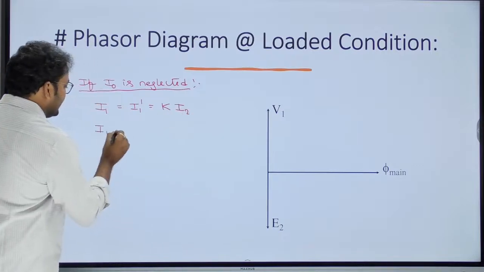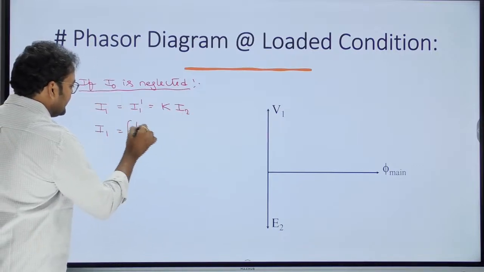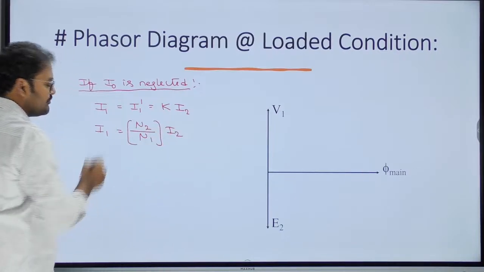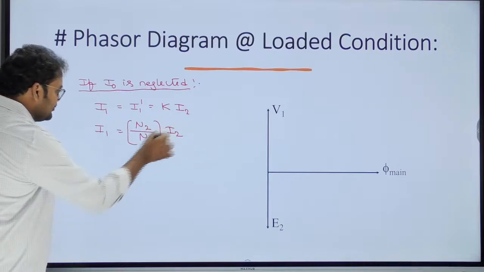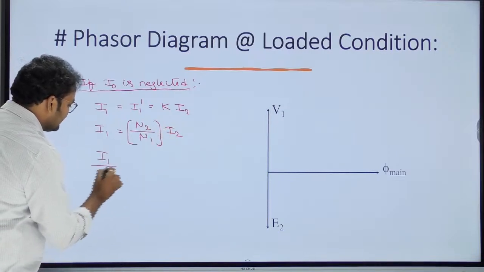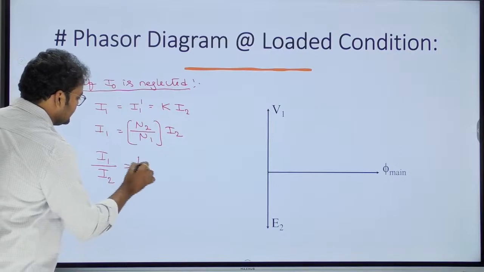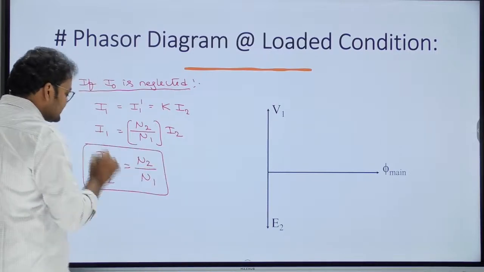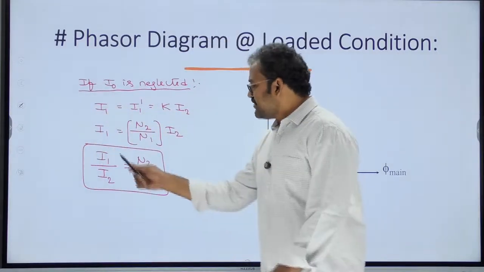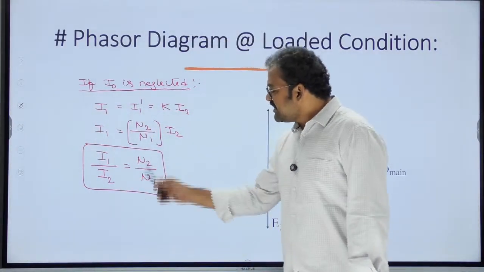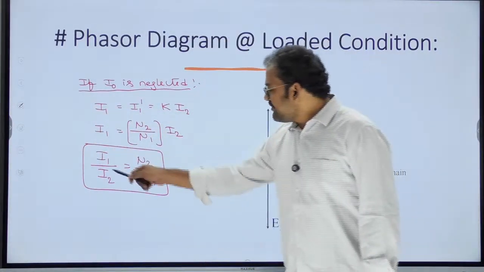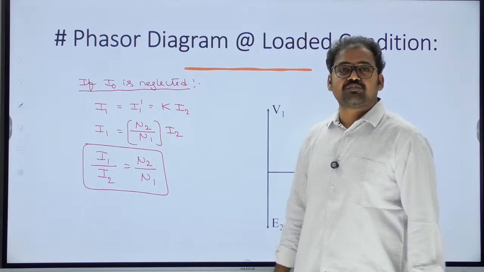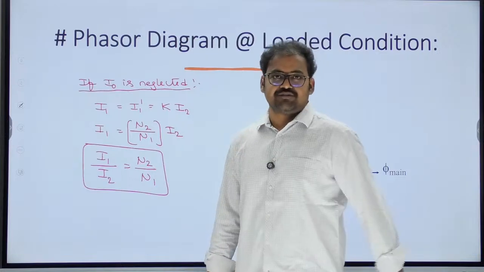So from that, I1 is equal to, what is K? N2 by N1 times I2. And if you cross multiply N1 to this side, or take I2 to this side, I1 by I2 is equal to N2 by N1. Important. So according to this equation, you can see the current ratio I1 by I2 is equal to N2 by N1. That means 1 by 2 is equal to 2 by 1. That indicates it is inverse proportionality.